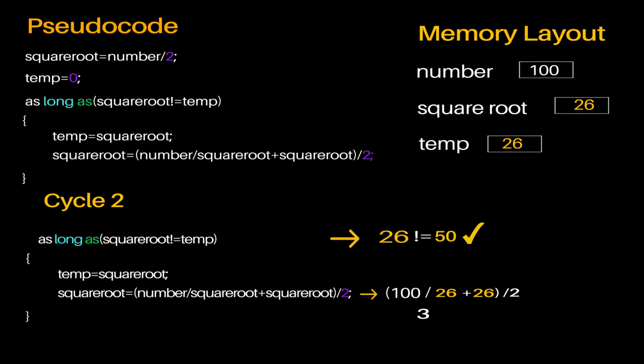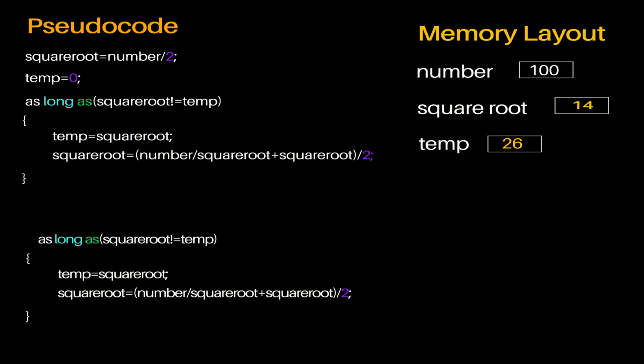So 100 divided by 26 happens to be 3. And if I add this number with 26, I would be getting 29. And if I divide 29 by 2, I would be getting the value as 14. So the new value of square root happens to be 14. So I would initialize this variable with 14. And I would again check the condition. So we would be entering cycle 3 now.